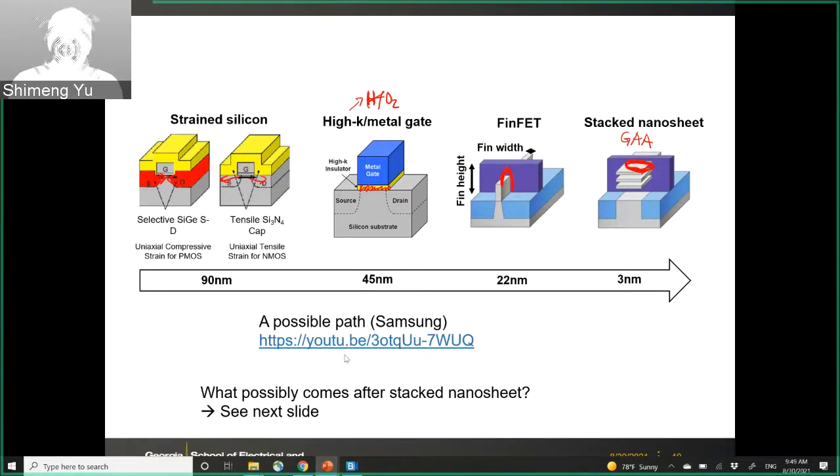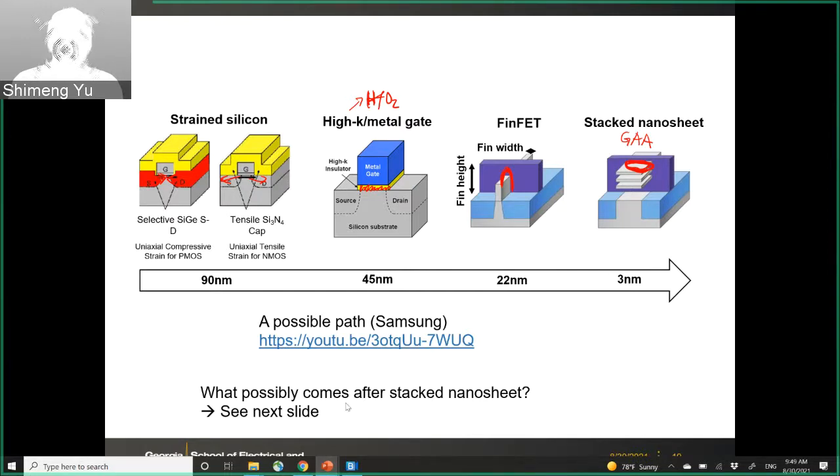And here there's a video made by Samsung. You can look at this if you are interested. This basically outlines the technology innovations and the future directions, highlighting this kind of stack nanosheet transistor from this video. I will not play it today. You can look at that after class.